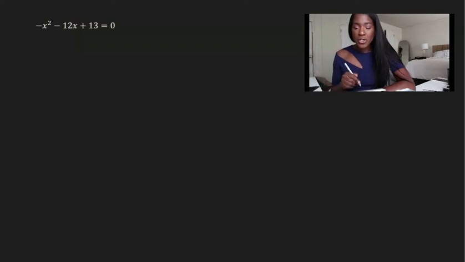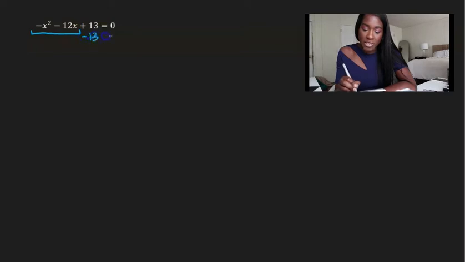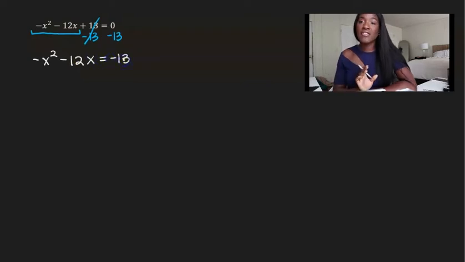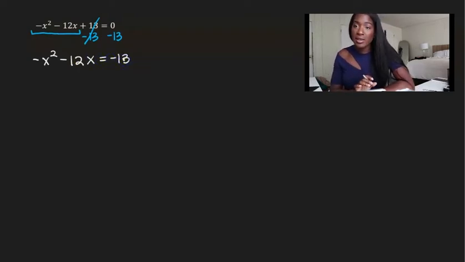So the first thing we want to do is get the terms that have x alone on one side of the equation. So I don't want that plus 13 there, so I'm going to get rid of it by subtracting 13 from both sides of the equation, which is going to leave us with negative x squared minus 12x is equal to negative 13.